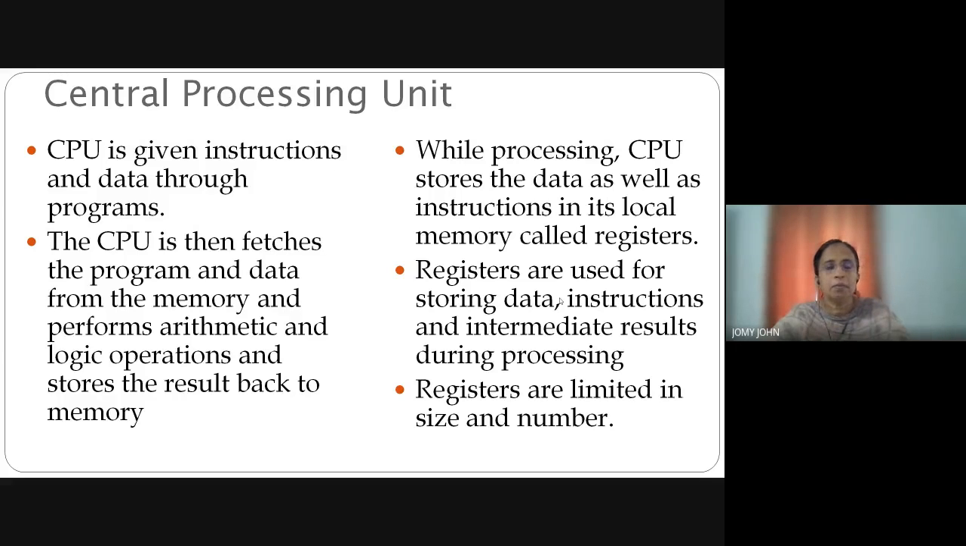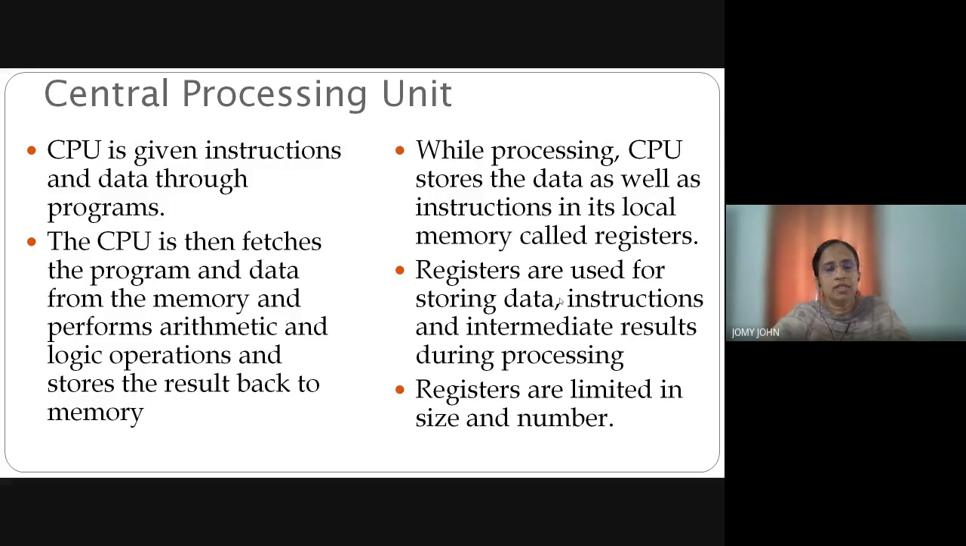Where are all these programs and data recorded? In memory. When we say memory, it is primary memory. We have two types of memory: primary memory and secondary memory. Programs and data should be in primary memory for the CPU to execute them. The CPU gets these programs and data from the memory and performs arithmetic and logic operations as written in the program. And whatever results we get are stored back to the memory.